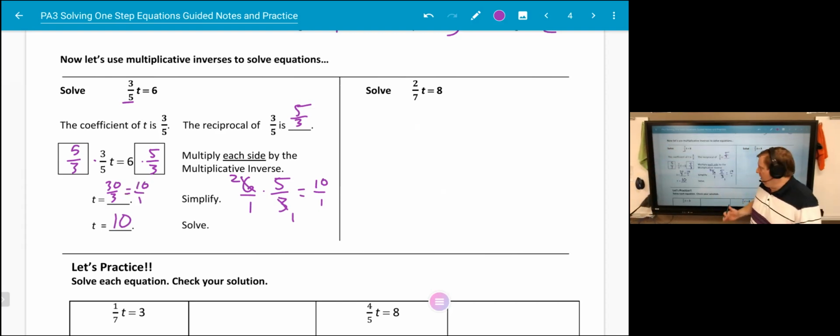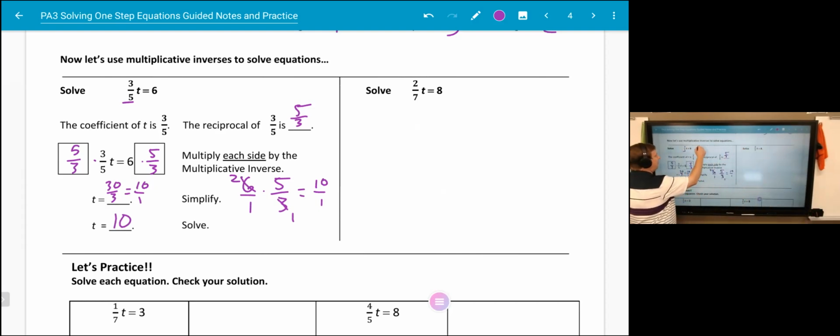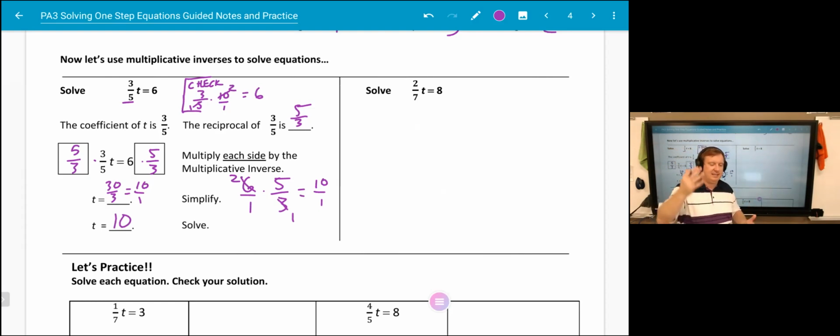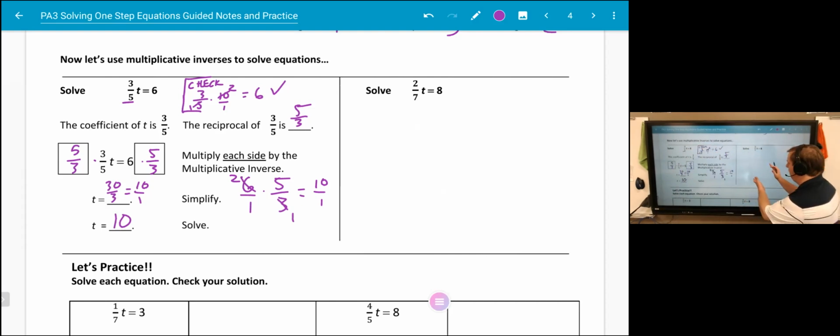And how could you check it? Plug it back in. We said it's 10. So I'm going to do my check up here. We have 3/5 times 10. Does this equal 6? Well, if I do the multiplication, I could simplify here and here. 10 and 5 become 2 and 1. That simplifies to 2/1. 2 times 3 or 3 times 2 is 6. 1 times 1 is 1. 6 divided by 1 is 6. And this checks out.